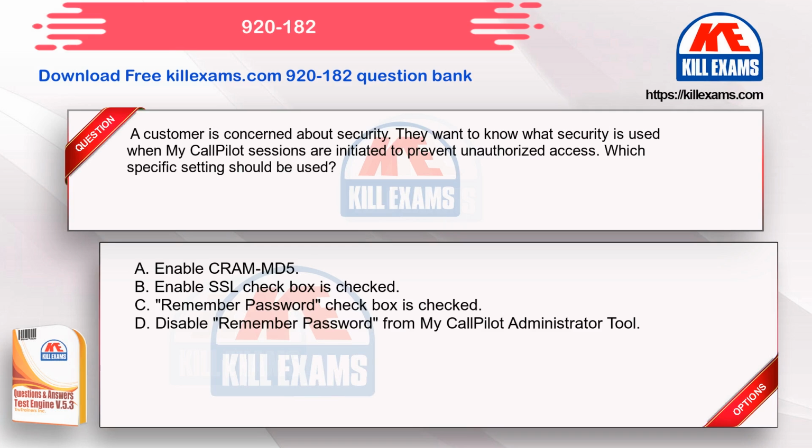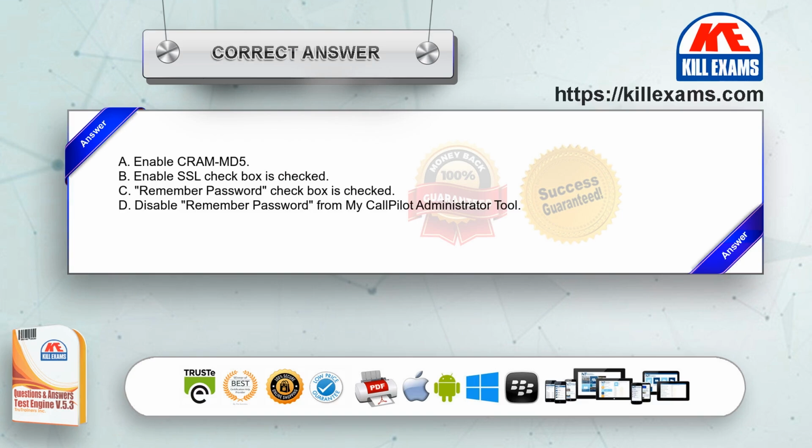Option A. Enable CRAM MD5. Option B. Enable SSL checkbox is checked. Option C. Remember password checkbox is checked. Option D. Disable Remember Password from My CallPilot Administrator tool. The correct answer is option D.